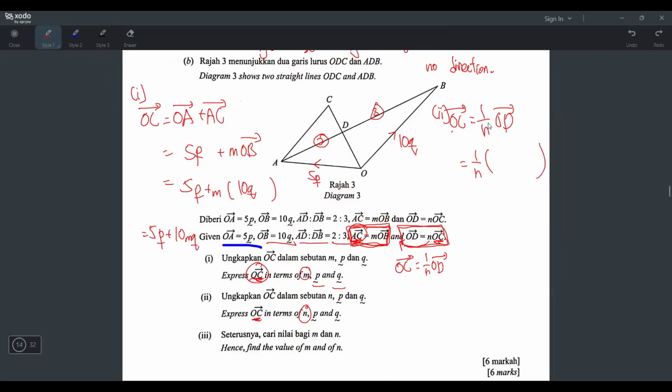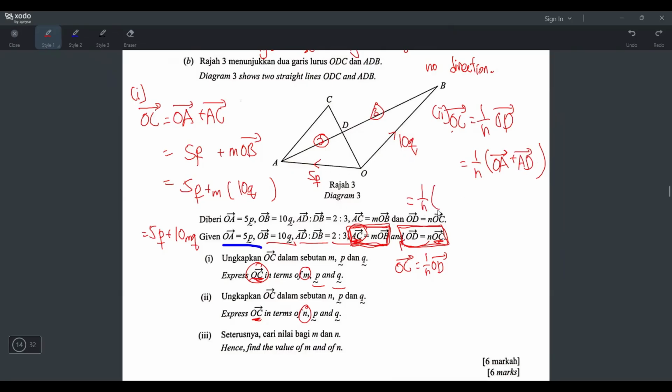So how to find OD? Oh my God, I don't have. They never give me the vector for OD. So I think I have to use another way. So maybe I go OA plus AD or OB plus BD also can. Okay, let's do OA plus AD. Okay, and then for the 1 over N, I just write it.